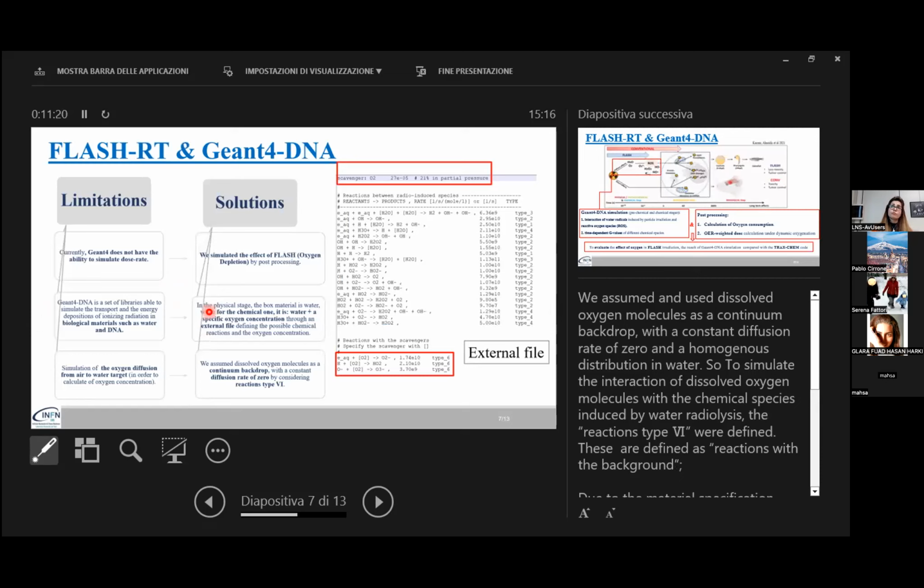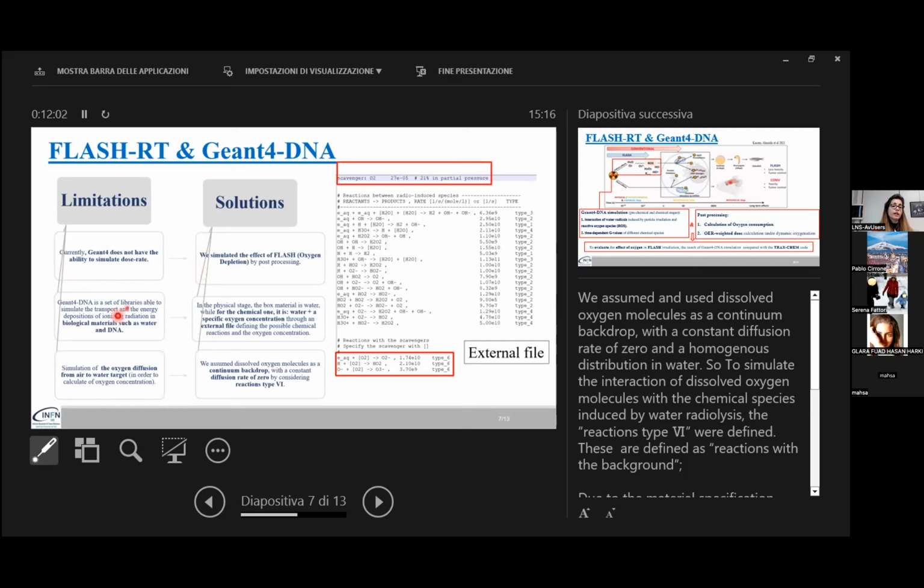And also, there are some limitations related to simulations of FLASH by Geant4-DNA, or it's better to say we faced these limitations in our simulations. First of all, and the most important of them, is that currently Geant4 does not have the ability to simulate dose rates. So as a solution, we simulate the effect of FLASH indirectly by post-processing. And it may cause our results to be not very accurate.